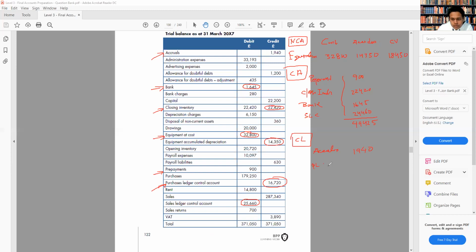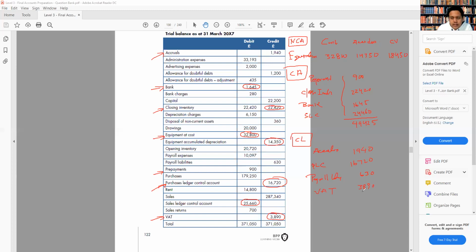Purchase ledger control, 16,720. Then we have payroll liabilities, 630. And we have VAT on the credit side. That is also our liability. So the current liability is the liability that we have to pay within 1 year. So any liability that we have to pay within 1 year, this is our current liability.